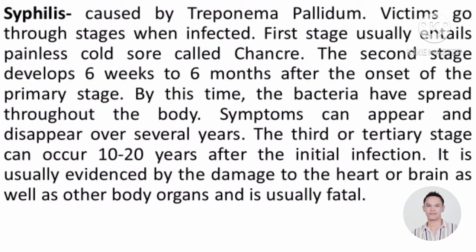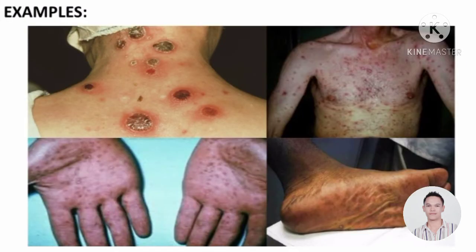Victims go through stages when infected. The first stage usually entails painless sores called chancre. The second stage develops 6 weeks to 6 months after the onset of the primary stage. By this time, the bacteria have spread throughout the body. Symptoms can appear and disappear over several years. The third, or tertiary, stage can occur 10 to 20 years after the initial infection. It is usually evidenced by damage to the heart or brain as well as other body organs and is usually fatal. Okay, so these are the examples of syphilis.